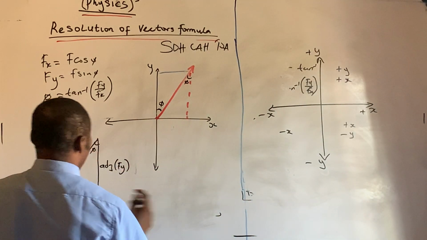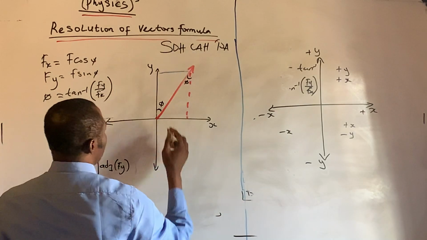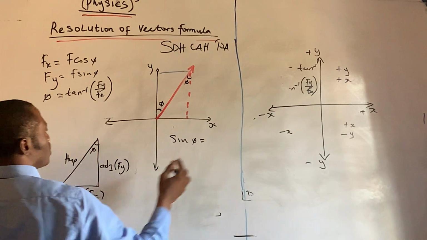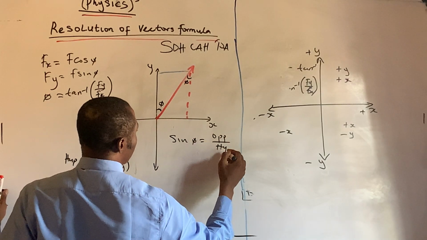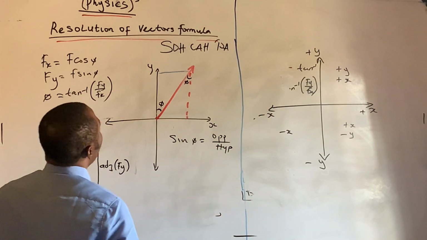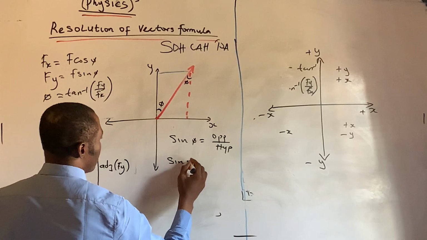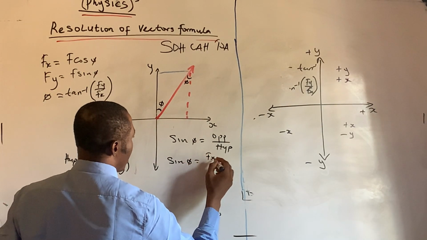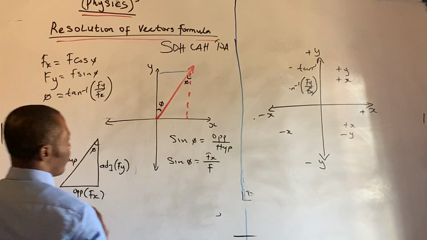All right? So, having said that, what we're going to do now is find the sine. Sine theta is equal to the opposite over the hypotenuse. Which one is the opposite here? Opposite here is f of x, so I have f of x. Hypotenuse is the f, so I have f over here.